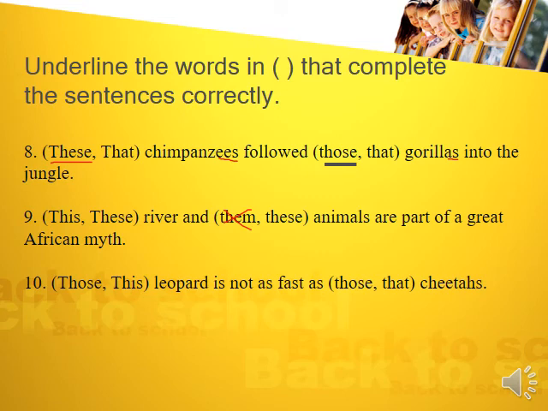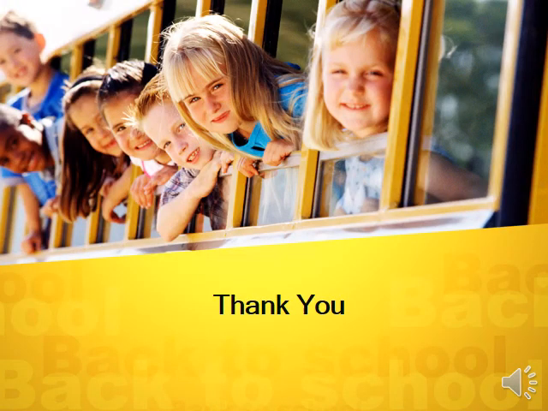So let's look here from the start. This river: river is singular, so I use the singular demonstrative adjective. And here, of course, only these is left in the choices. Number 10, those or this leopard is not as fast. Leopard is the noun and it's singular, so I use this. Not as fast as those or the cheetahs. Cheetahs, plural, so I use those. I hope that this lesson is easy for you. See you in the virtual classes.